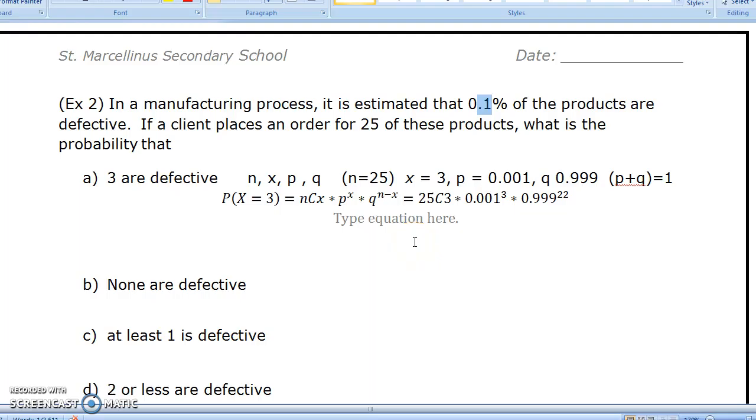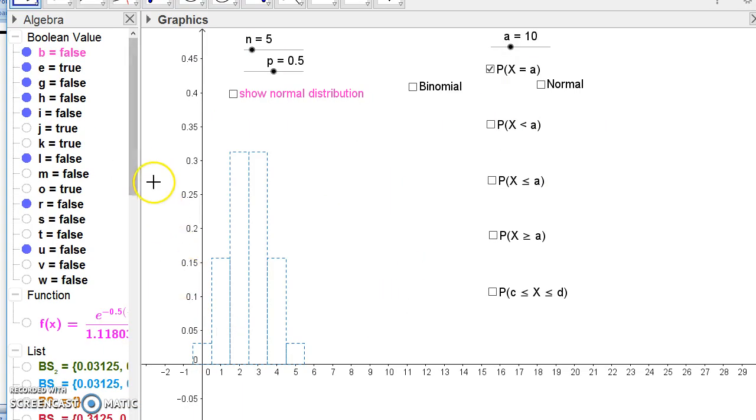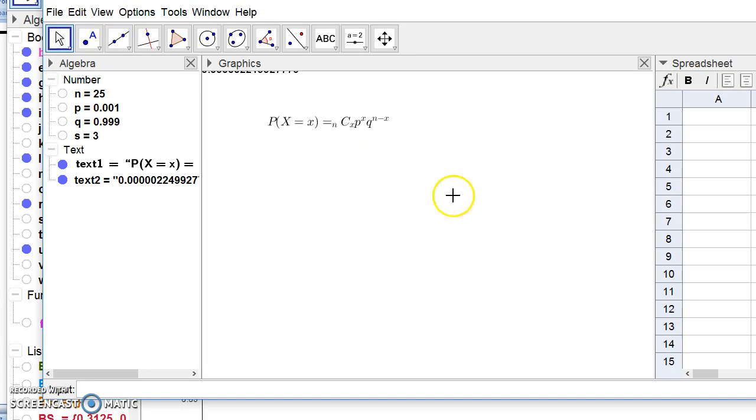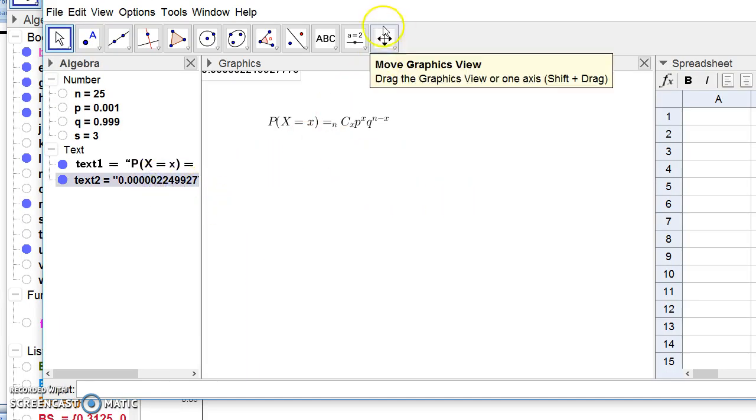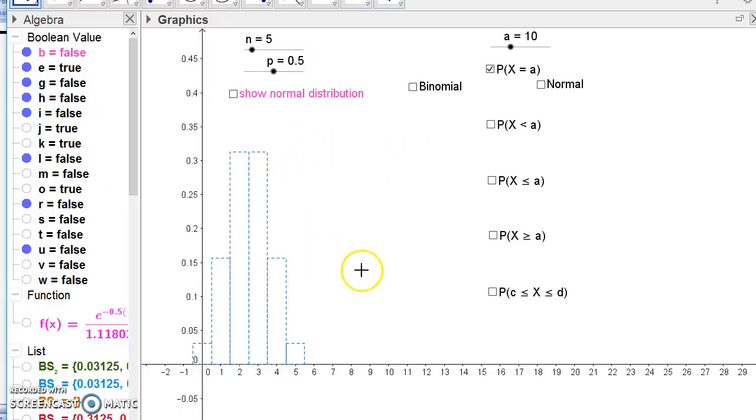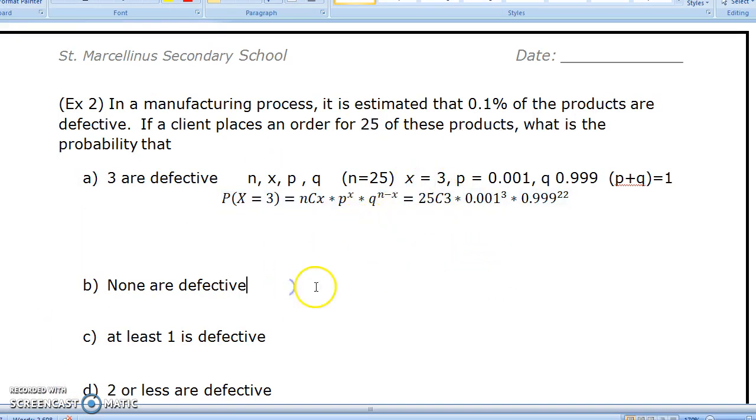It should make sense to us. It should make sense to us because the probability of 3 parts being defective is quite low, right? I mean, the probability that even 1 part is defective is very low. It's 1 in 1,000. So the fact that you could pick 25 parts and get 3 of them being defective is extremely small, right? So it shouldn't surprise us that this number that we found is in fact very, very, very small, because it'd be quite unlikely to find 3 defective parts at once.